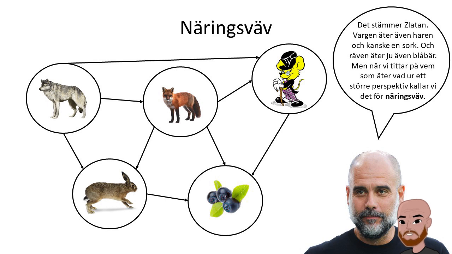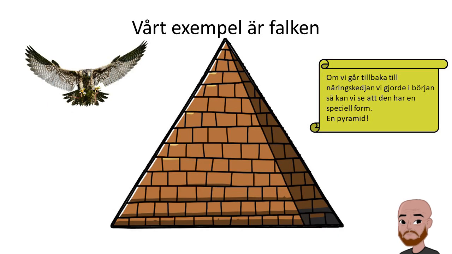For example, the wolf eats both a fox and a hare, and a vole. This is called a food web, and we can draw lines to show that the fox eats both the hare and the blueberries, just as this character down here suggests. So that was the food web. But if we go back to our food chain, we can see that it has a special shape.